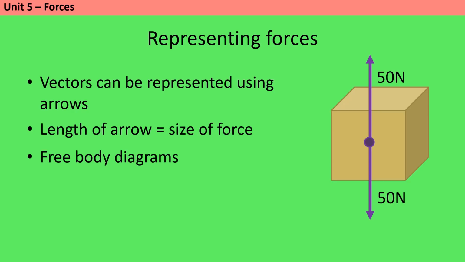A vector quantity such as force can be represented by an arrow, where the length of the arrow represents the magnitude or the size of the vector, and the direction is represented by, well, the direction. This allows us to draw diagrams like this one, which is called a free body diagram. Basically, instead of drawing the whole object, I just do a little dot to represent the centre of it, and then I draw the arrows coming off there.